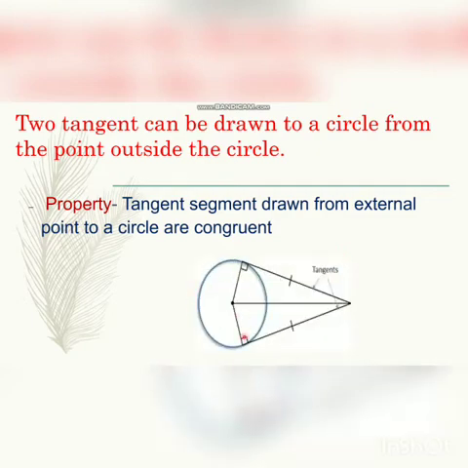Suppose this is a circle with center O. If we take a point outside the circle, you can draw this tangent and this tangent. Means two tangents you can draw from an outside point of the circle. Both tangents are congruent. This is the property of tangents drawn from outside the circle.